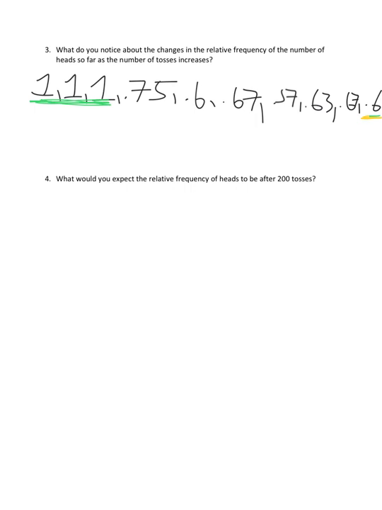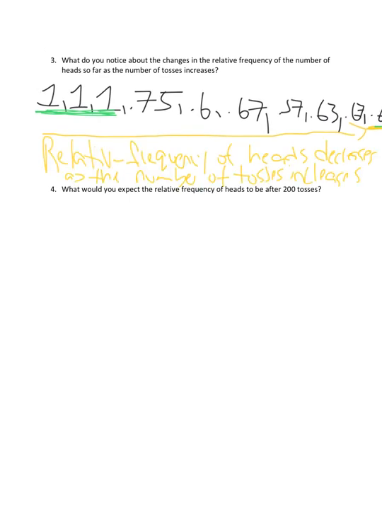What kind of trend are we seeing? Well, notice as we toss more and more, the relative frequency of heads decreases. In other words, heads occurs less often. So I'm going to add that in. What do I notice about the relative frequency of the number of heads? Well, it decreases as the number of tosses increases. So we have our answer for question 3 now.